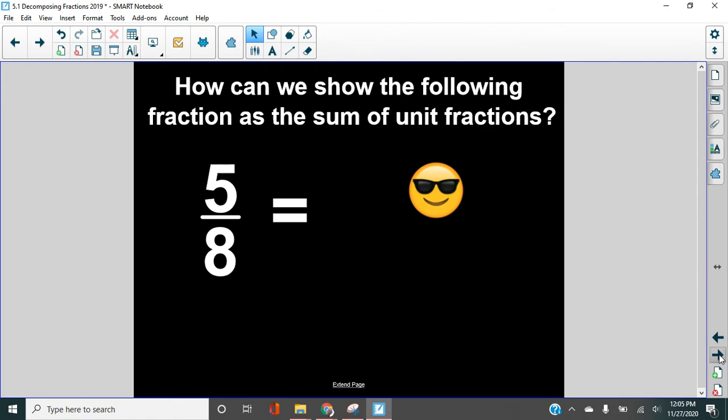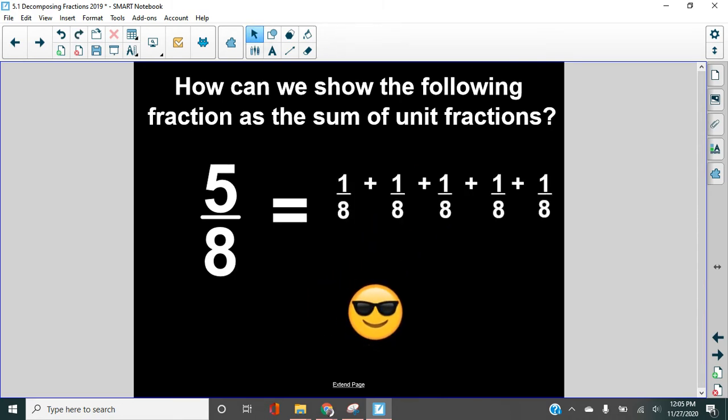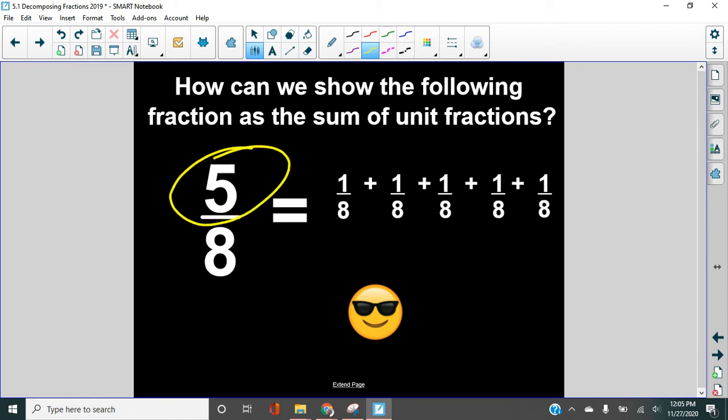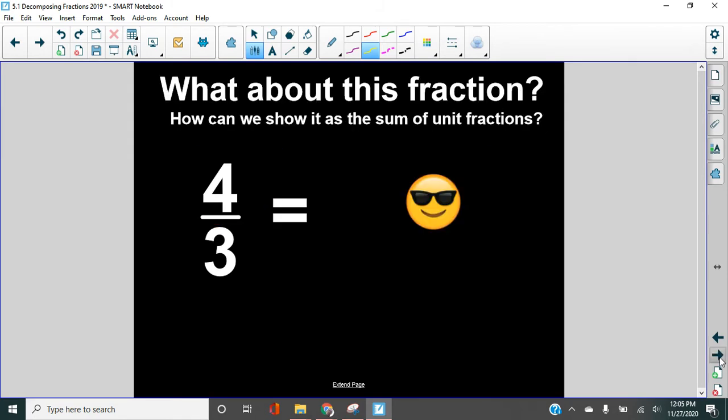How can we show this as a sum of unit fractions? Well, what are all of the numerators going to be? They're all going to be 1. And then we're going to keep the 8s on the bottom. Let's get rid of that and move this out of the way. 1/8 plus 1/8 plus 1/8 plus 1/8 plus 1/8. 5 of them. Why 5? Well, because there's 5 here. 5/8. Okay? Unit fractions. We're decomposing this.